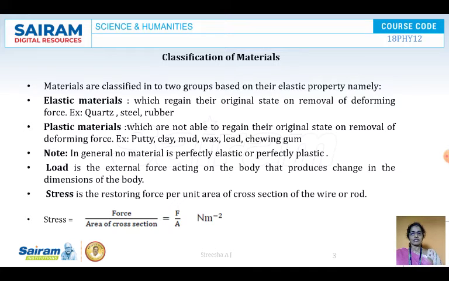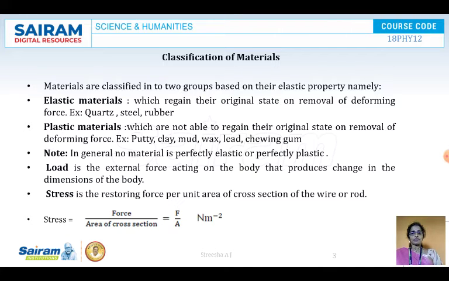Plastic materials are those which are not able to regain their original state on the removal of the deforming force. Examples are putty, clay, mud, wax, lead and chewing gum, which retain their deformed shape. There is a change in the shape that has been fixed permanently. It is not able to regain its original shape. Those materials are called plastic materials.